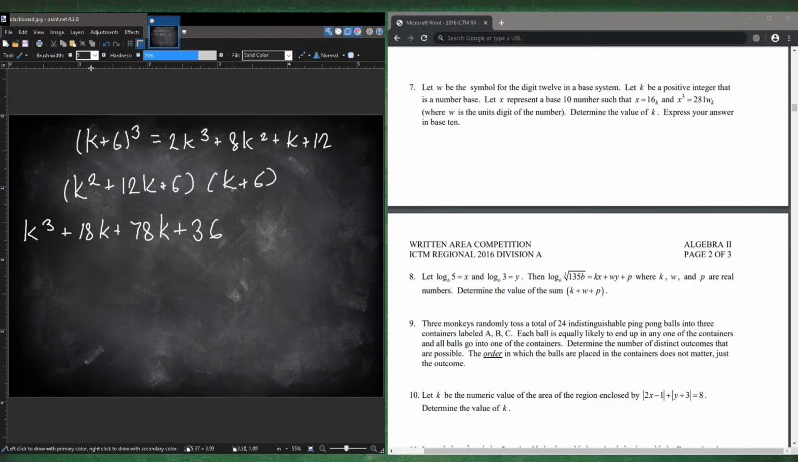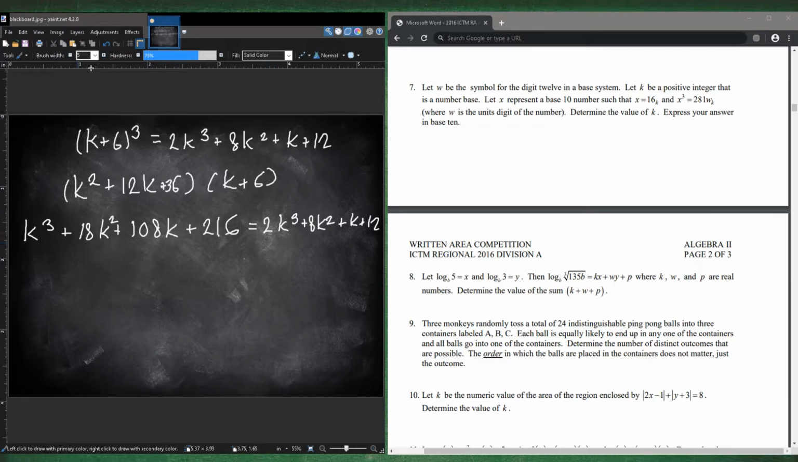Oops, sorry, that's kind of off. That's 108. Sorry about that. This is k squared, and then plus 216. So k cubed plus 6k plus 12k. Oops, this was a 36. Sorry about that. And 36 and 72, 108. Yeah, so this is equal to 2k cubed plus 8k squared plus k plus 12.